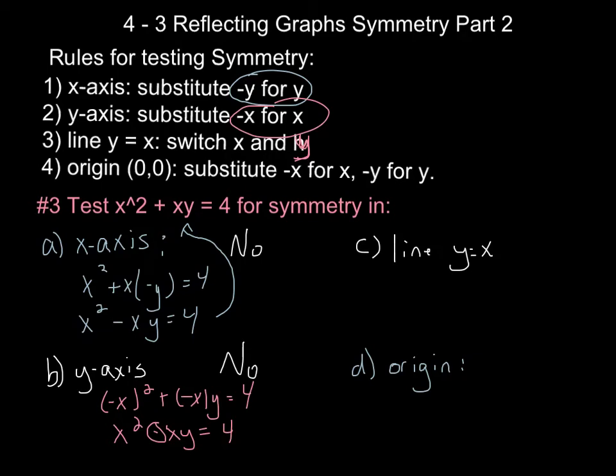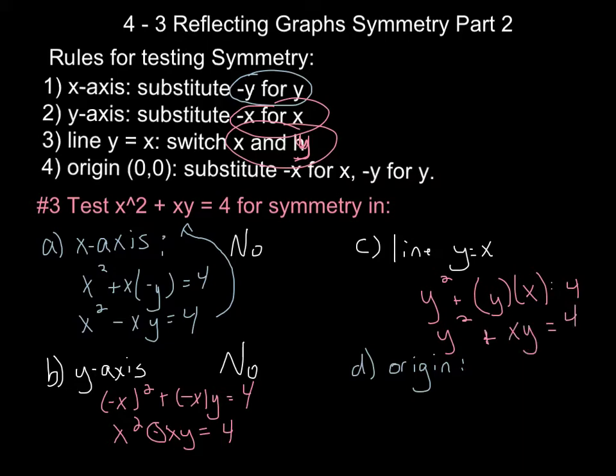How about the line y equals x? Well, here you switch x and y. So instead of x squared, we're going to put y squared plus y times x equals 4. So now I have y squared plus xy equals 4. Well, that's certainly not the same as what we started with, because we started with something that had x squared, not y squared. So we're going to say no, it does not have symmetry either. Man, we can't find any symmetry for this graph.